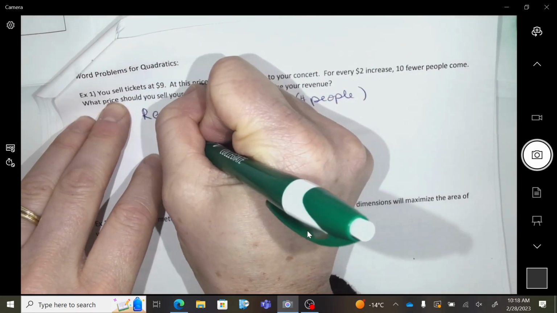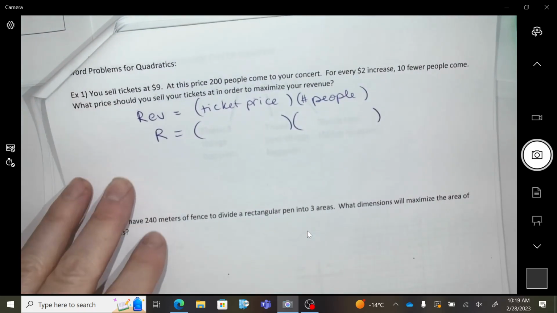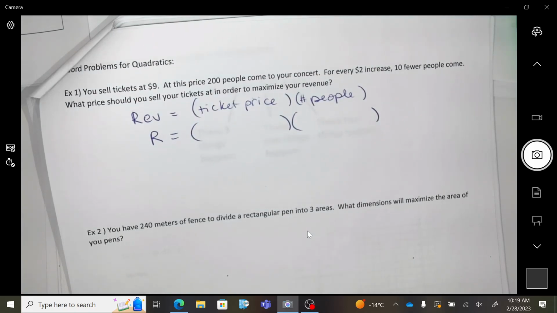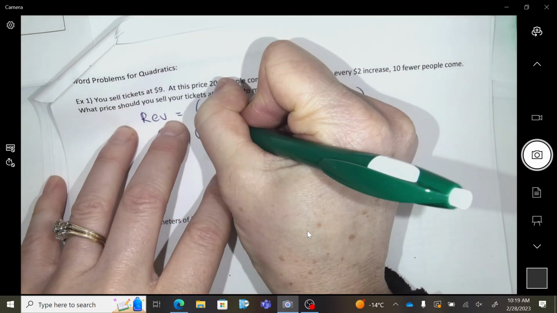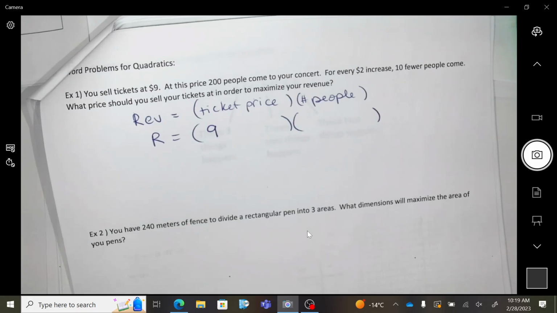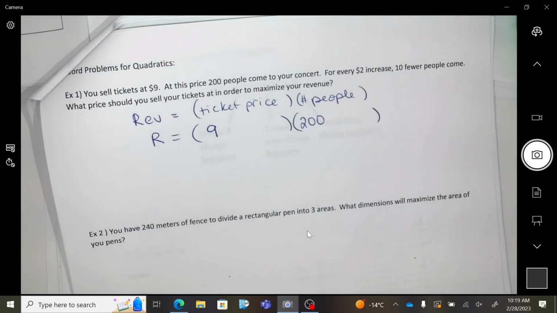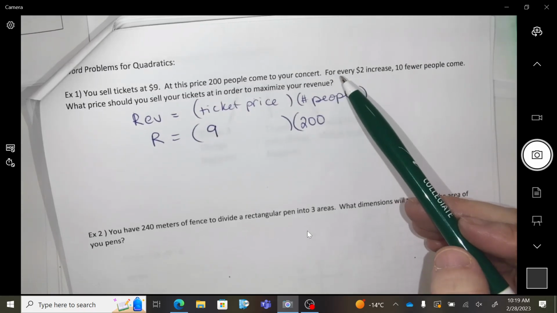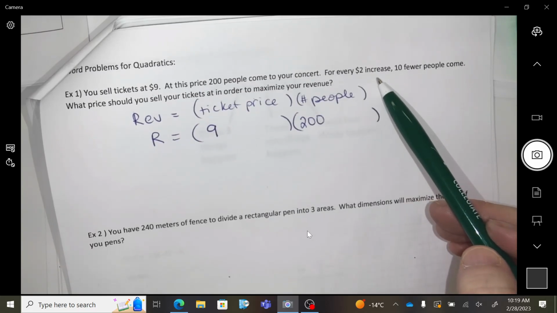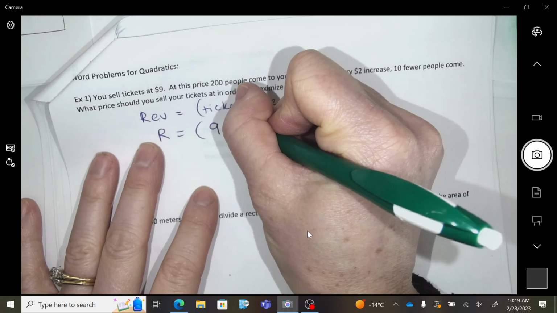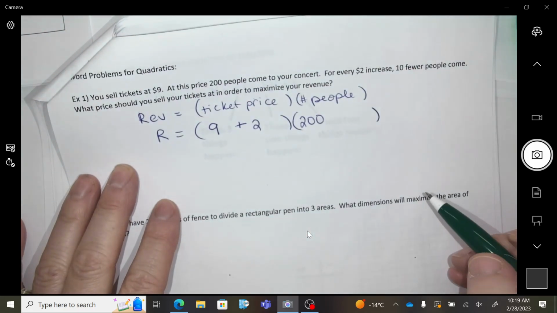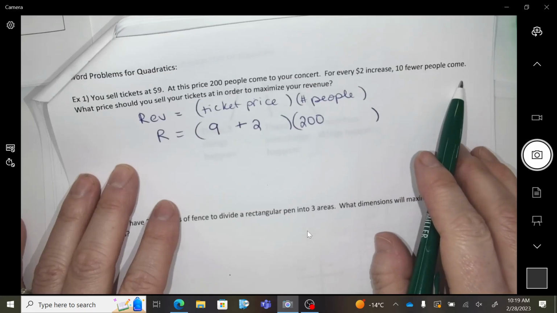Okay, so I'm going to do this. I'm going to leave 2 brackets that are big right now because I'm going to fill in a bunch of stuff. Okay, the ticket price started at $9, so I'm going to put that at the front of this bracket. And 200 people came. Okay, so reading the next sentence. For every $2 increase, so that would be on your ticket price. So if the ticket price is going to increase 2, then 10 fewer people are going to come to this concert.